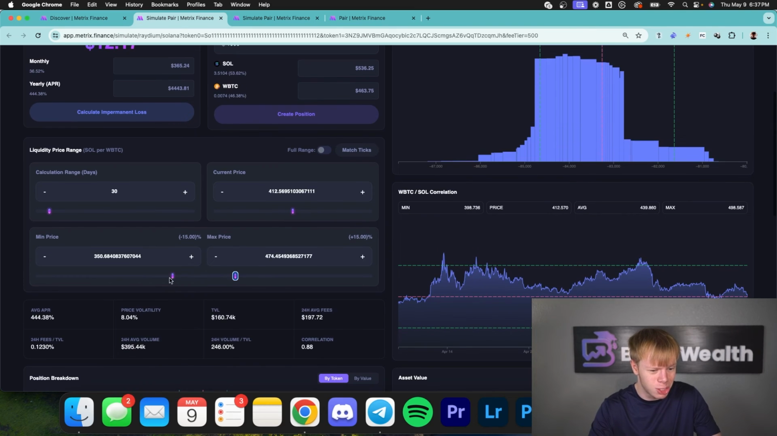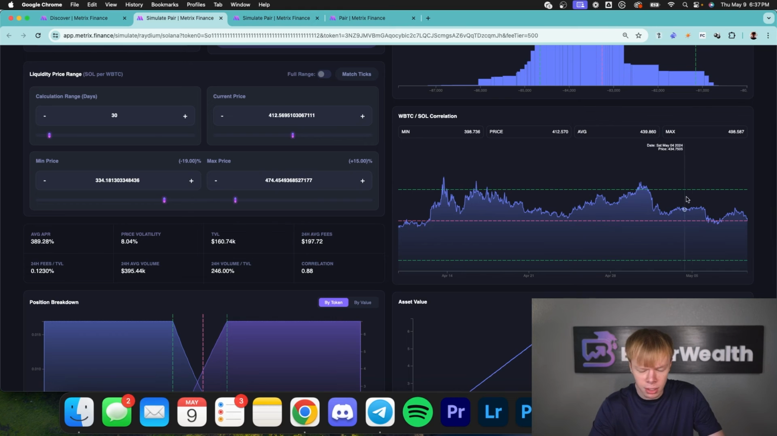So now I need to go back to adjusting that min price. And it's all about playing with things until you get the right ratio. And just like that, that gets us 60-40 over here. More of a weight to Sol, and it is a relatively broad range, so we're not just going to go out of range in a heartbeat.